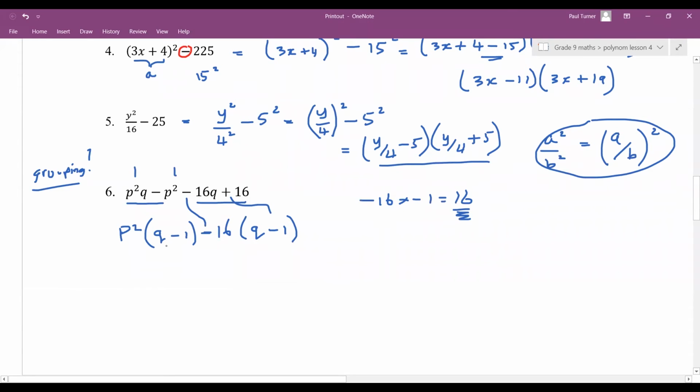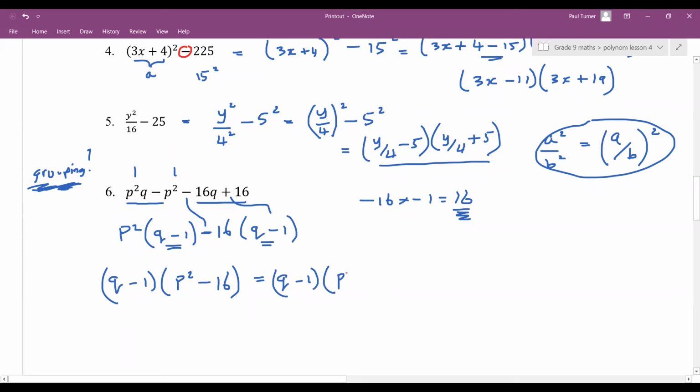And remember, I told you these two factors should be the same. That's your common factor. So we'll write that as q minus 1. And then we have p squared minus 16 from the grouping method here. So you can see we're not finished because this is a difference of squares as well. Q minus 1 is finished. So we write that down.